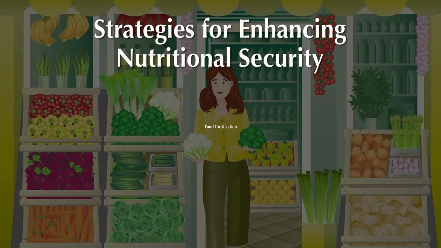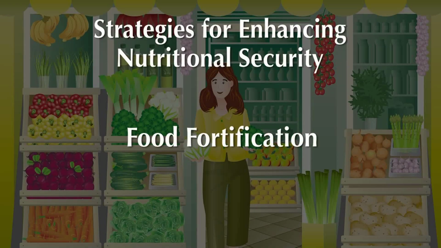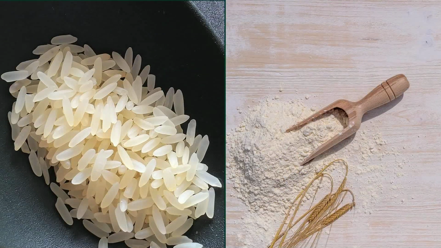Another important intervention for enhancing nutritional security may be food fortification. Food fortification is basically adding essential vitamins and minerals to our staples such as rice and wheat, so that by consuming those staples, people can ensure food security as well as nutritional security.